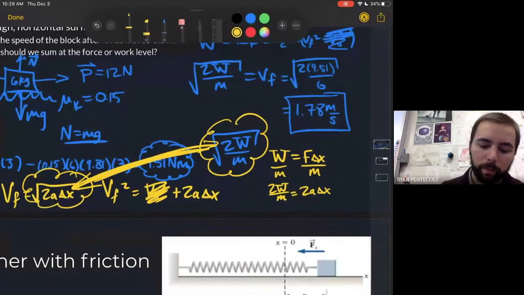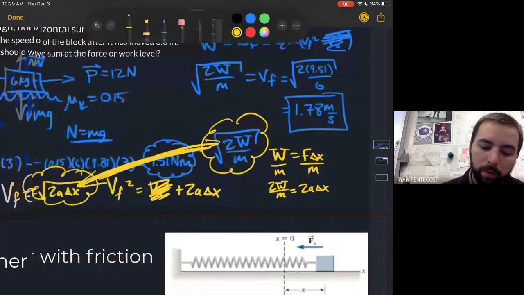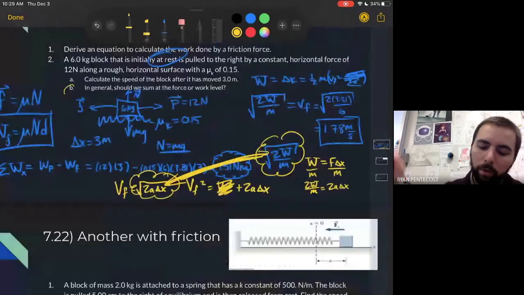You can also use summation of forces. There's always more than one way to solve a physics problem. Okay, next, in general, should we sum on part B at the force or work level? Well, you want to sum at the work level.